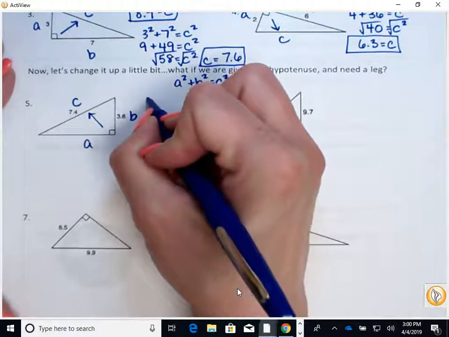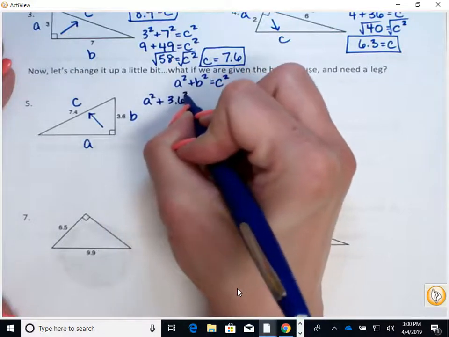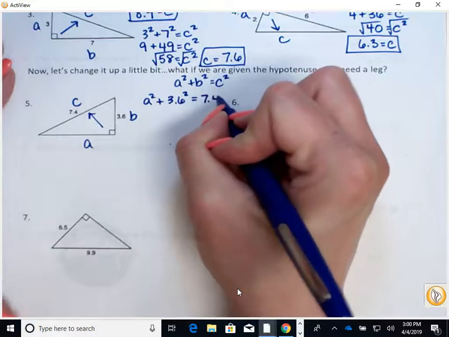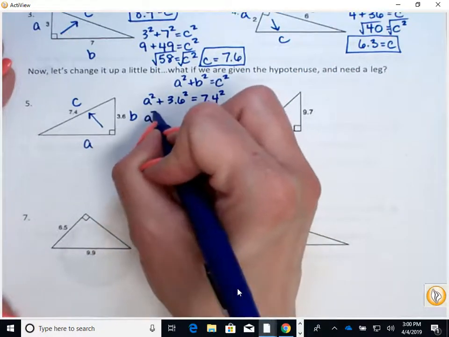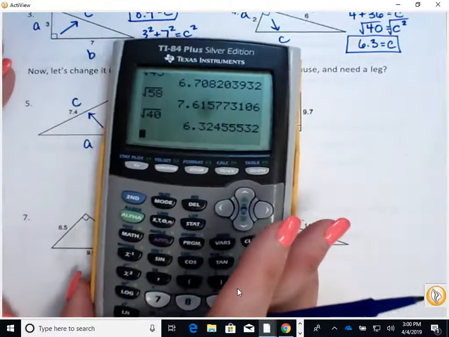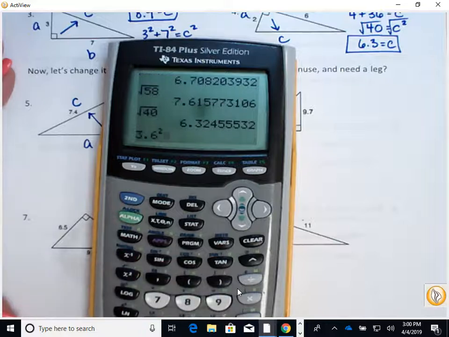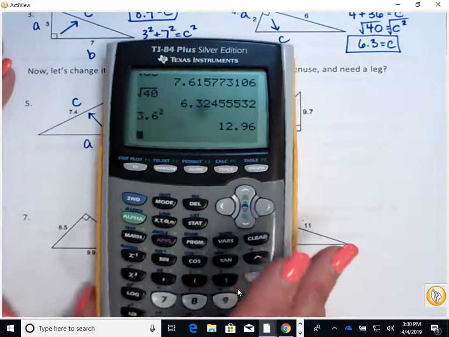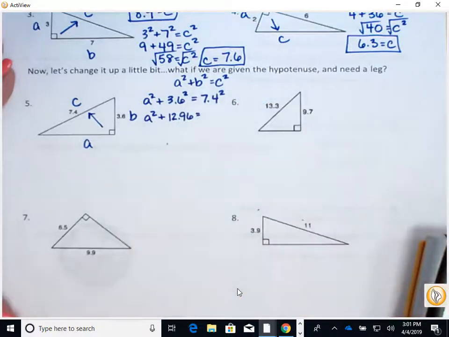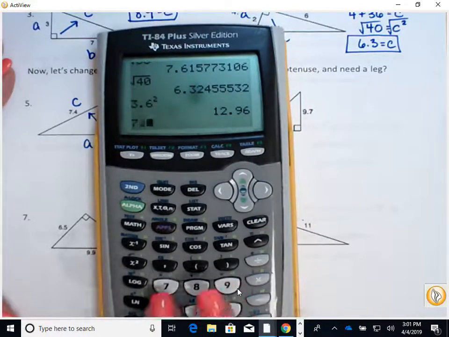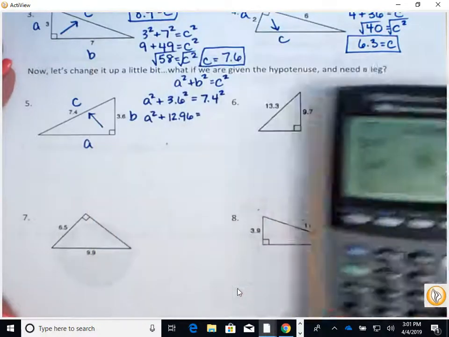So we've got A squared, because I'm trying to find my A, plus 3.6 squared equal to 7.4 squared. So you type into the calculator 3.6 and then hit that x squared button to do the square and enter. We get 12.96 equal to 7.4 squared. So 7.4, hit the x squared button, enter. We get 54.76.